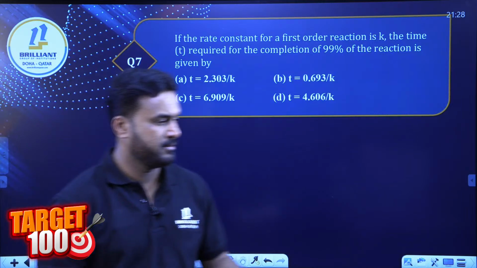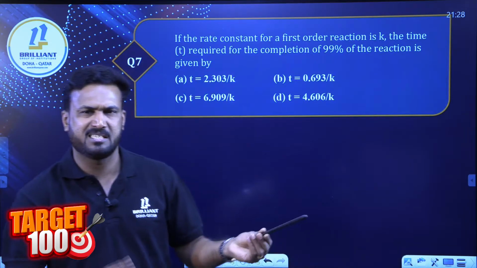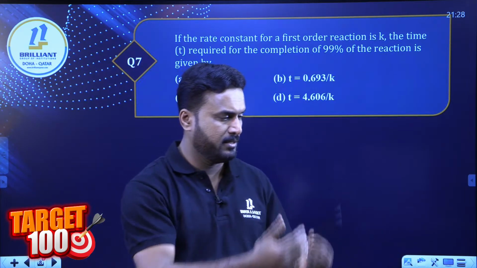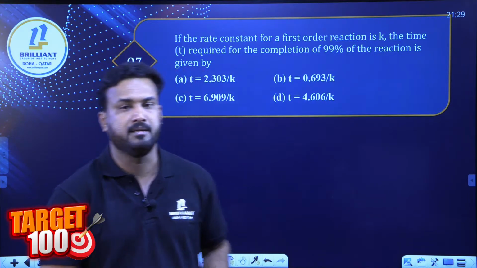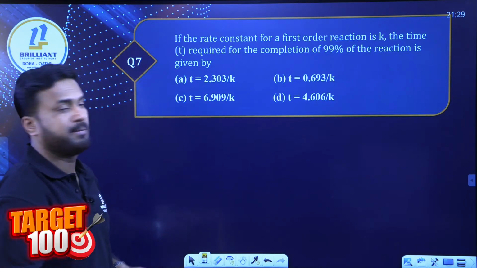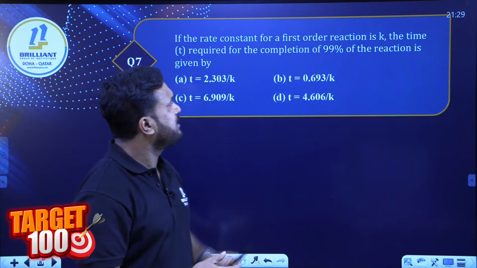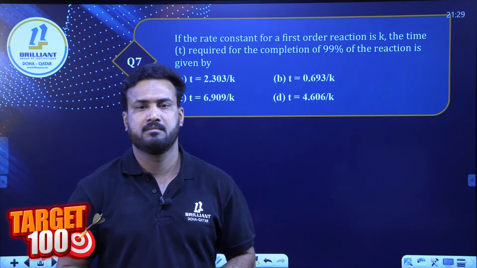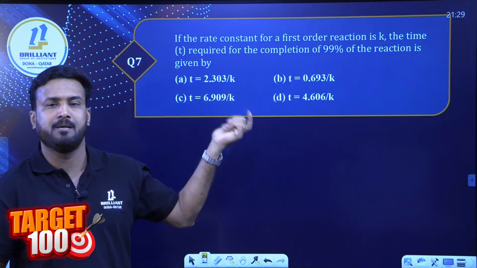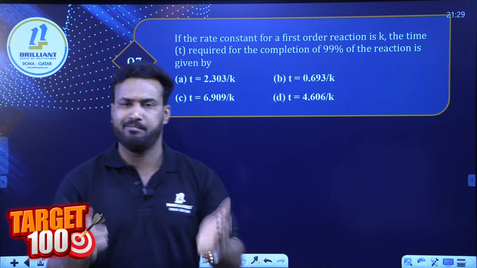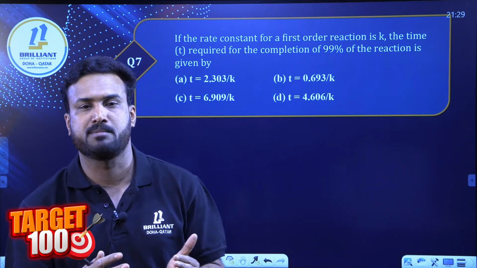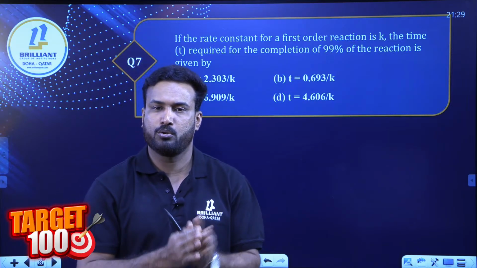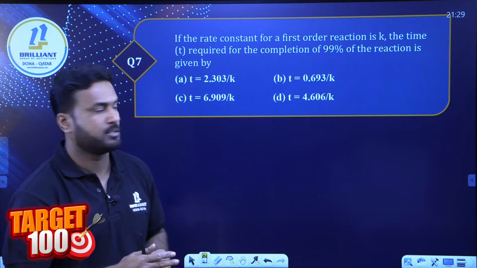Question number 7. Yes, that's an easy one. I don't think there is any doubt related to that one. Okay, fine. Now we can go to the next one. Question number 7. This is another numerical-based one, but not a difficult one. We can say this question can be categorized as moderate.